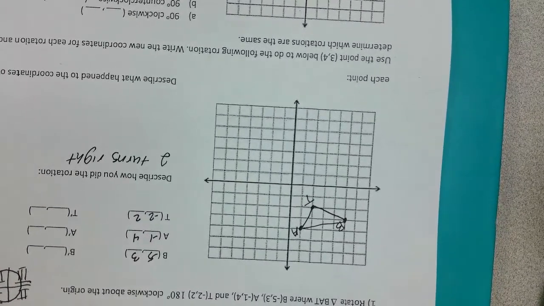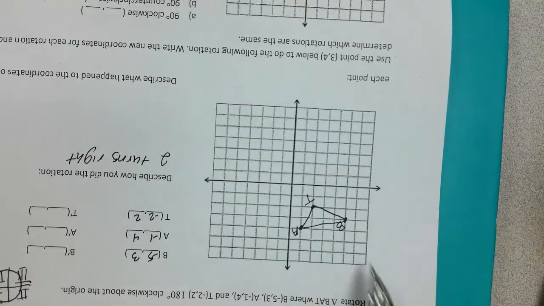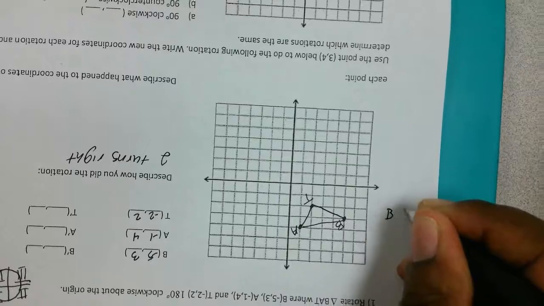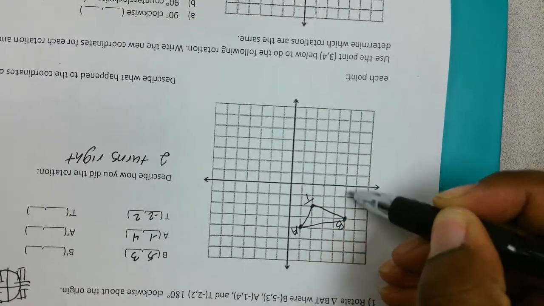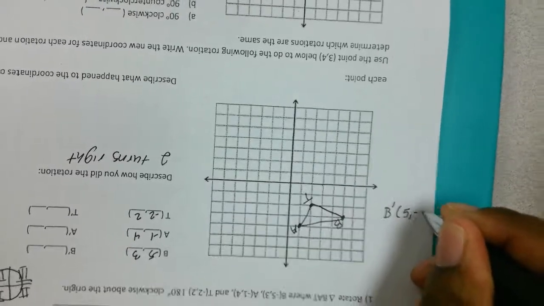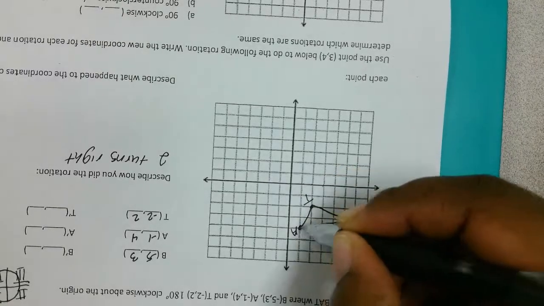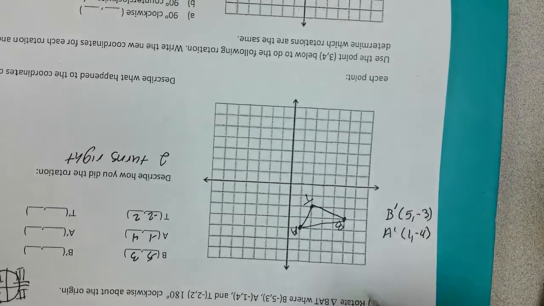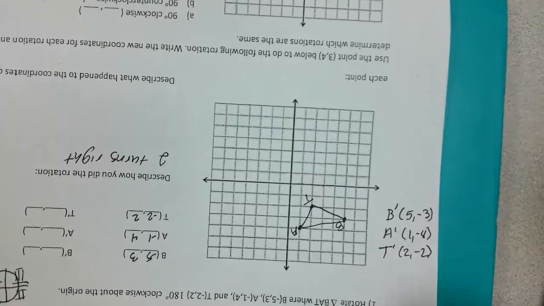Now, to find my new coordinates, it'll be easier now that I see this grid to name these points. If you saw before, this was in the first quadrant, now it's in the fourth. So B prime, I see, is located at 1, 2, 3, 4, 5, -3. A prime is located at 1, -4. And T prime is located at 2, -2. Okay, so those are my new coordinates.